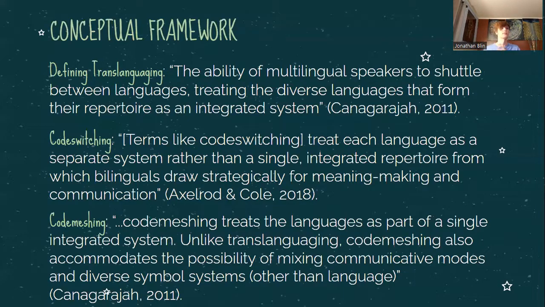So that is the integrated system of translanguaging. If you move to another level, there is code meshing, which I heard in one of my articles. It's essentially the same thing as translanguaging, except it adds another layer. Instead of just considering languages, it also considers communication modes and diverse symbol systems. So now we're not only considering regular languages, but also other means of communication. So that is code mesh.